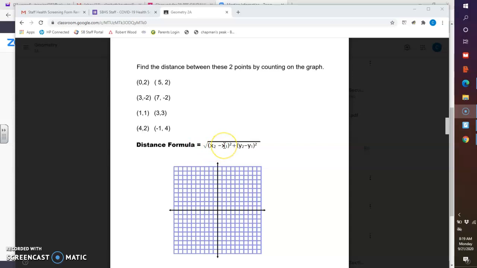So if I made this x2, y2, I just got to make this x1, y1. That would be 3 minus 1, which is 2 squared, 3 minus 1, which is 2 squared, and we get the square root of 8. And if you can simplify it, you should do so. The square root of 8 is 2 root 2. If I put in (4, 2) and (-1, 4), we get 4 minus a negative 1, which is 5, and then 2 minus 4, which is a negative 2. 5 squared is 25, negative 2 squared is 4, and 25 plus 4 is 29. So your distance is the square root of 29.